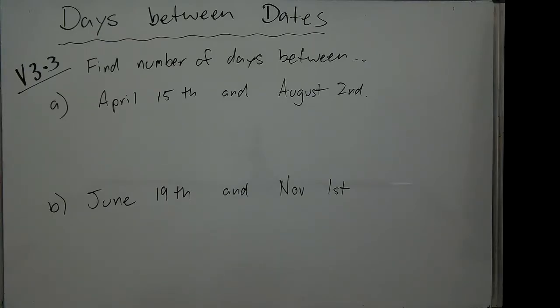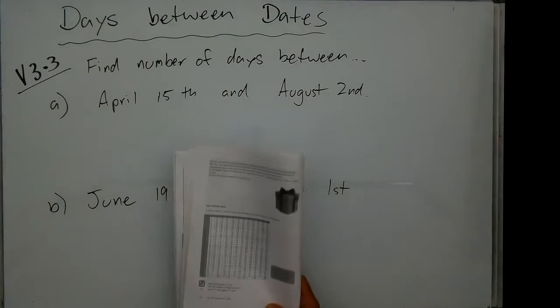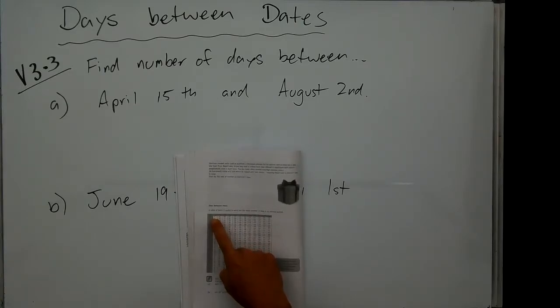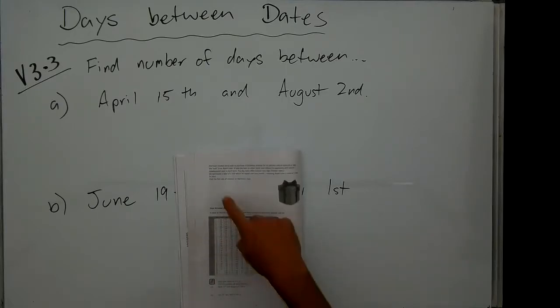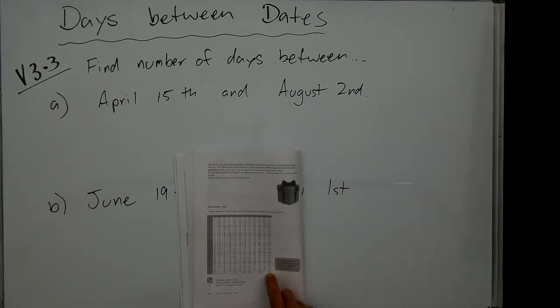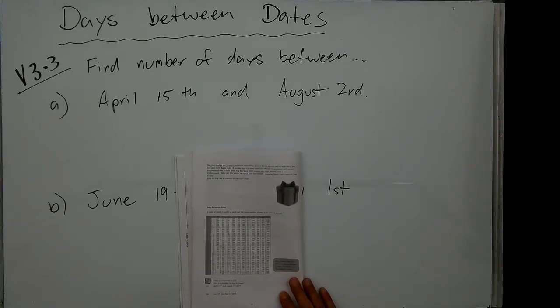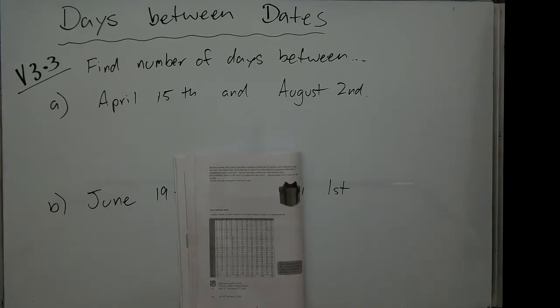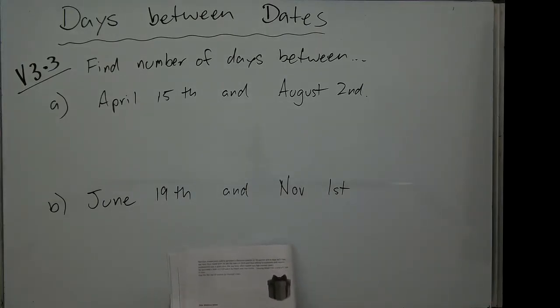So the calculation's not too bad, except in the textbook, I'll just hold it a bit closer, we have a table which lists months going this way, the date going that way, and it just counts the days. January the 1st is day 1, January the 2nd is day 2, keeps counting up to December 31st, which is day 365. If you go to Wikipedia, or even if you just Google a date, it will tell you what number day that is in the year.